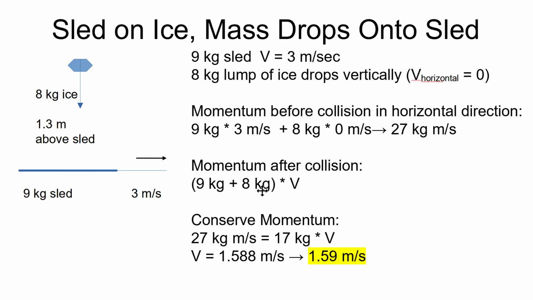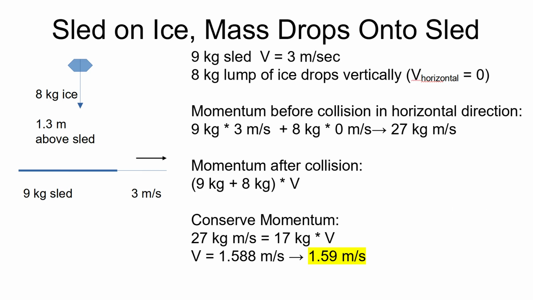After the collision, there's one object. It has a mass of 9 plus 8. The falling ice has stayed on the sled, and it has the velocity we're trying to find, v. Using conservation of momentum allows us to create an equation. The momentum before the event takes place equals the momentum after the event takes place. And I've simplified 9 plus 8 is 17 kilograms. So we're trying to find the v. Pull out your calculators. Hopefully you come up with 1.588 meters per second.